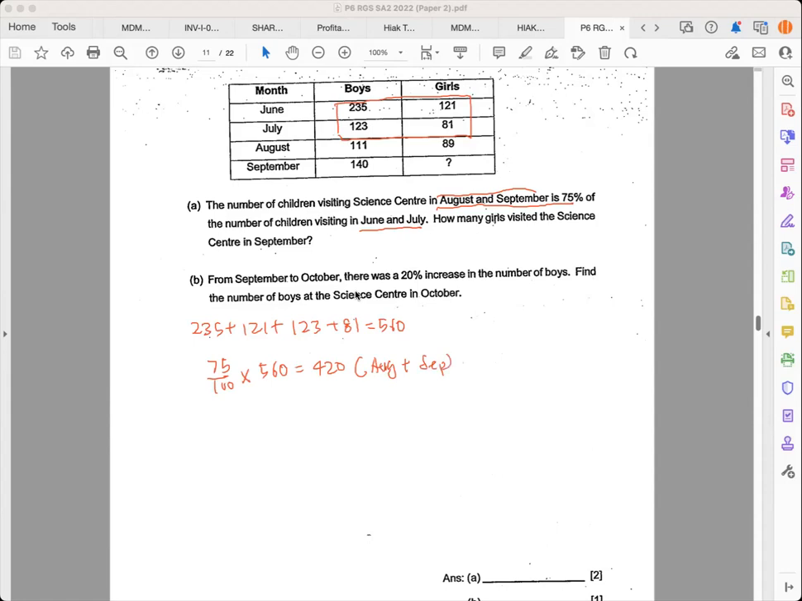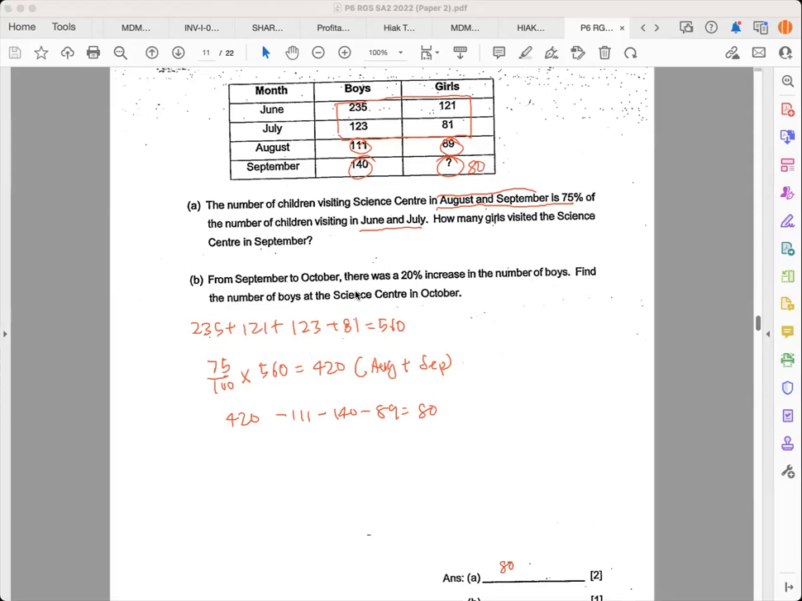All right. Now the question is, what is this question mark? Very simple. You use the total, minus away 420, minus away 111, minus away 140, minus away 89. What is left will be the answer, 80. The question mark is 80.